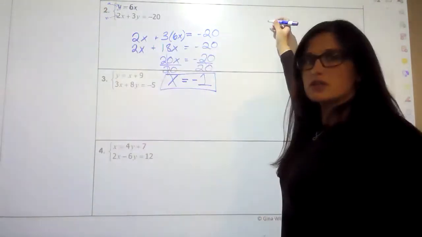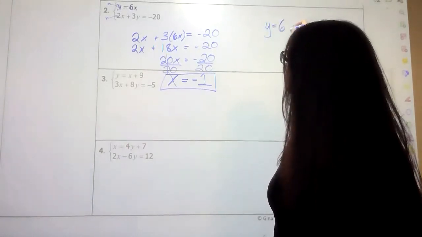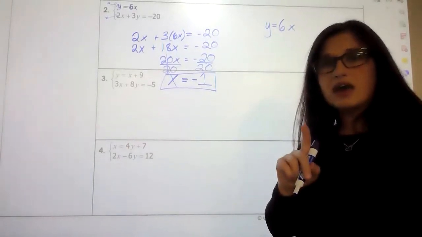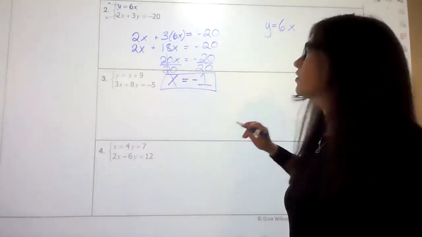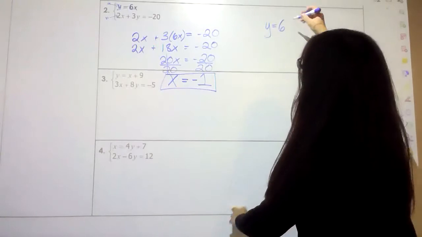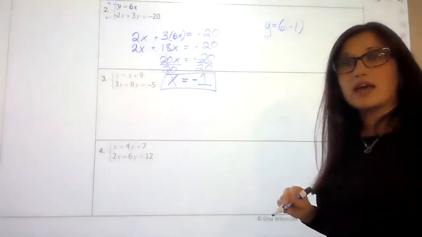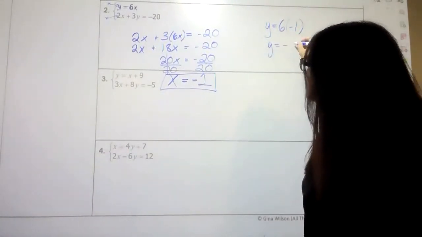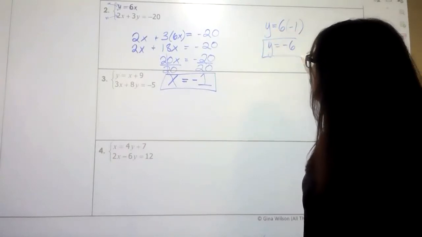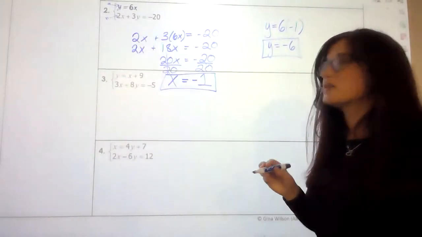So let's do another substituting. I've got y equals 6x, but instead of x, what should I put in? Negative 1, okay? So I'm gonna erase that. Negative 1. Now all we have to do is simplify. Y equals 6 times negative 1 is negative 6. So I have both pieces of my answer.